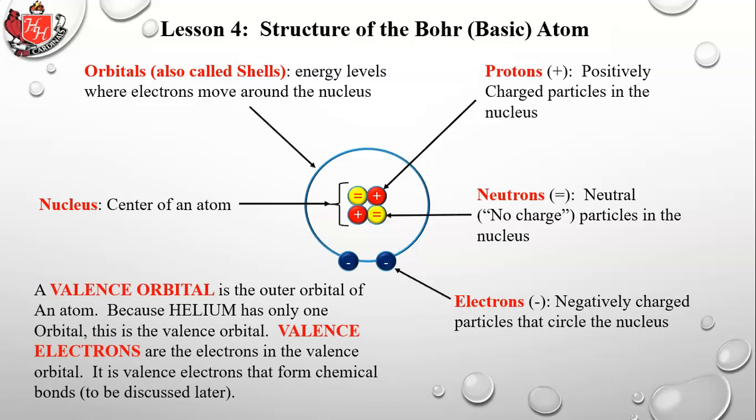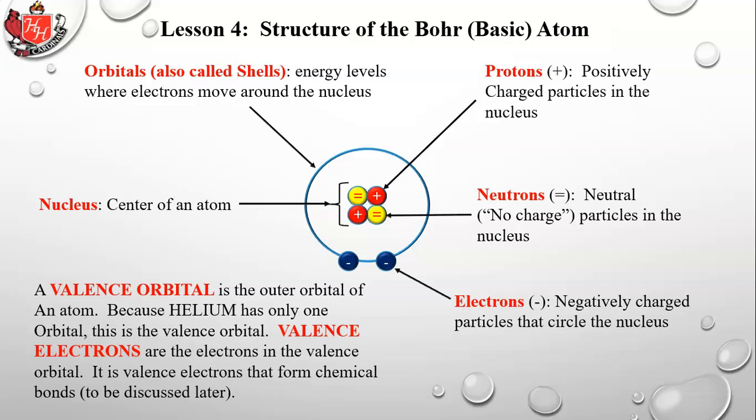So a valence orbital is the outer orbital of an atom. Because helium has only one orbital, that is the valence orbital. Valence electrons are the electrons in the valence orbital. It is the valence electrons that form chemical bonds, to be discussed later.